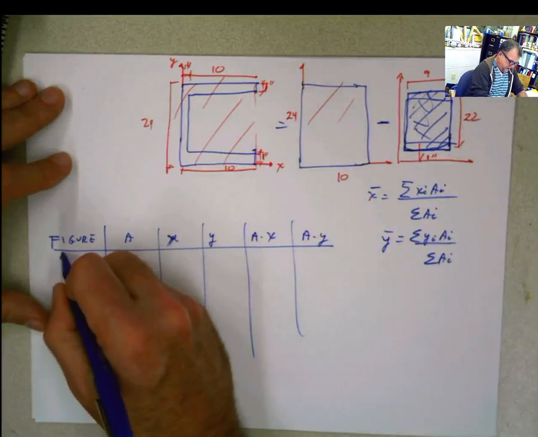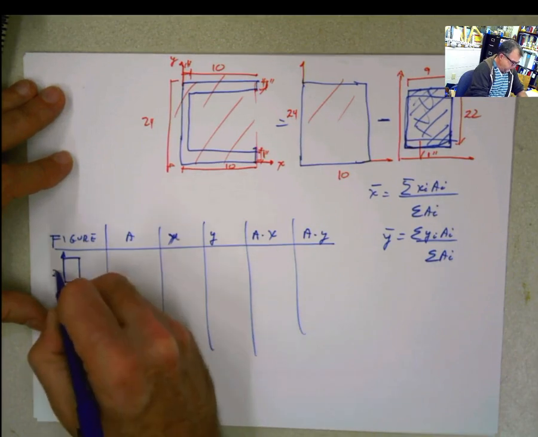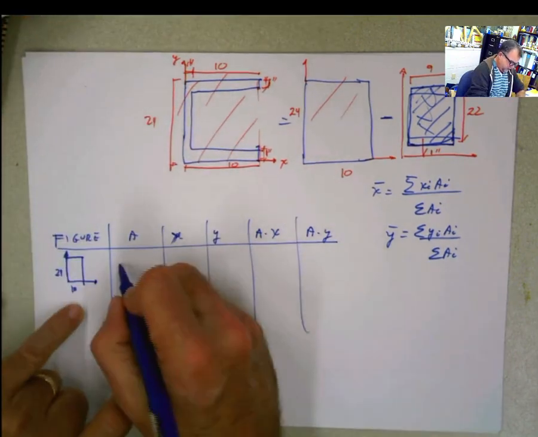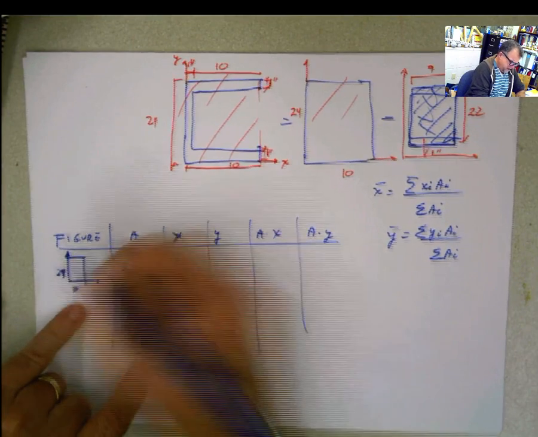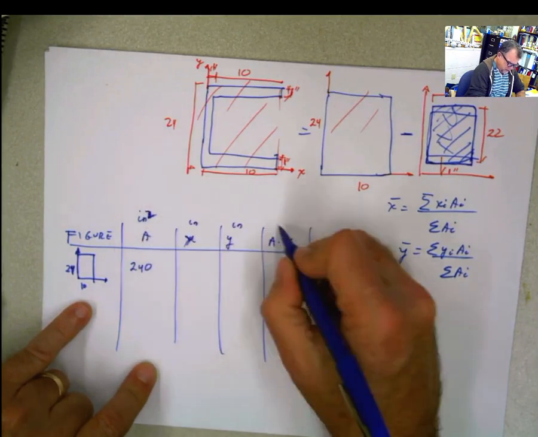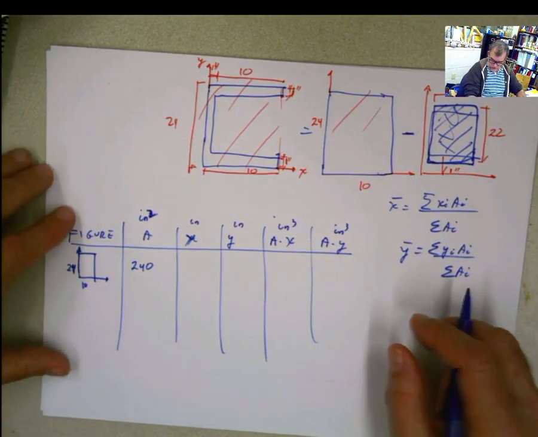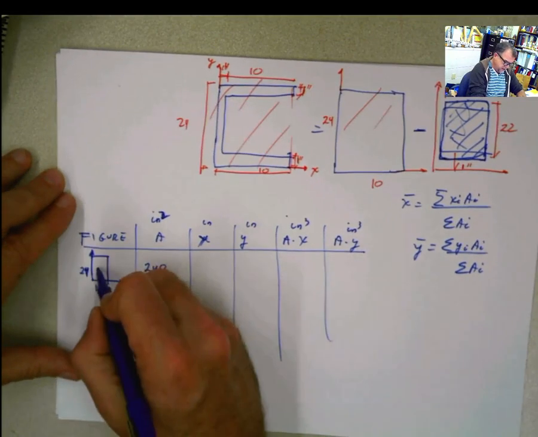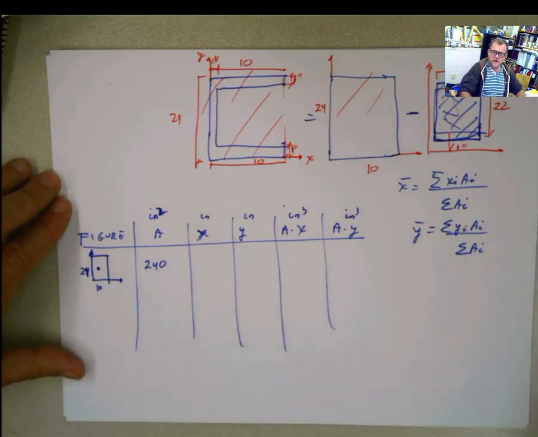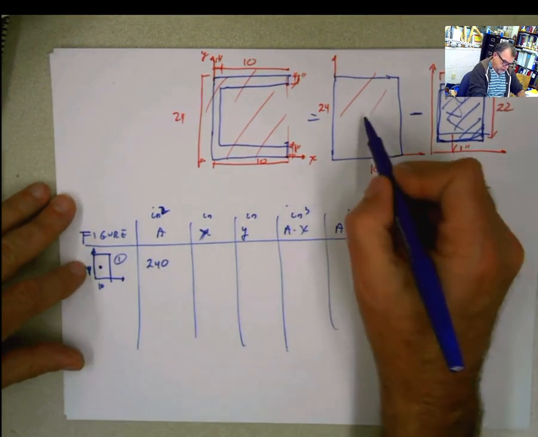So what is my figure one? My figure one is this 10 by 24, meaning the area is going to be 240. Remember the units, remember the Alamo, remember the units: inches squared, inches to the third, inches to the third. That's what you have there. So 240 and x, what is x? Well, the centroid x is the distance measured from my axis of reference to the centroid of the figure in consideration. Figure in consideration in this case is figure one. So the centroid is located right there at the center.